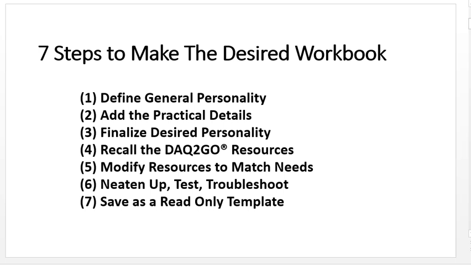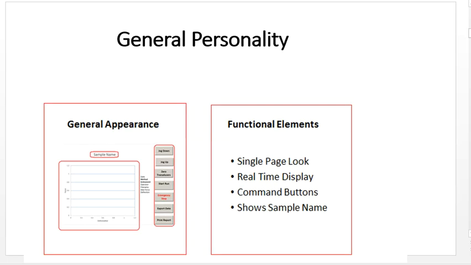We defined the general personality of the instrument. We added the practical details. Then we finalized it after review. Then we recalled resources from DAQ2GO. We modified those resources to match what we wanted. And then we neatened it up and saved it. And then you'll see at the end of this a couple of examples where we used that template.